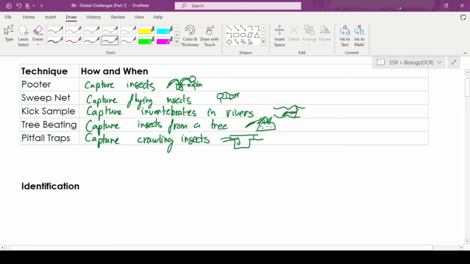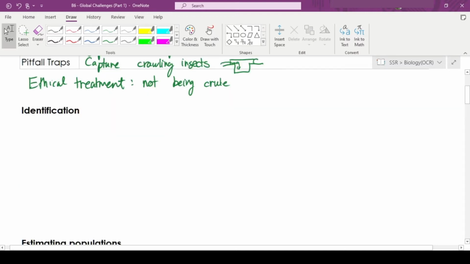When you do any of these techniques, you need to make sure that you are treating organisms ethically. What this means is that you're not being cruel. You're not harming the individuals unnecessarily. You're not killing individuals unnecessarily.